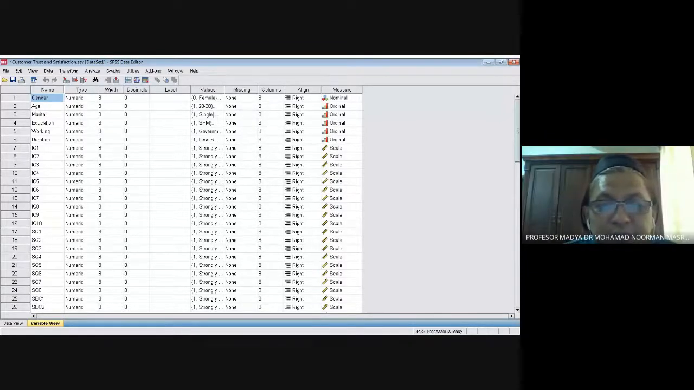So remember the first research question I said: what is the rating given by user in terms of trust, satisfaction, ease of use, of the mobile banking services? That is the research question. The research objective is to describe descriptively the rating of user in terms of trust, ease of use, satisfaction of the mobile banking services.